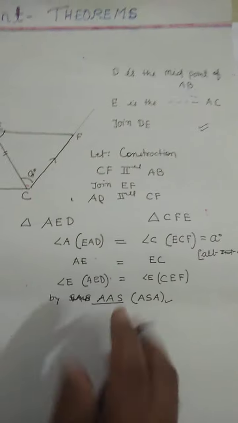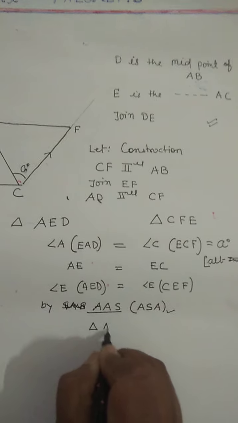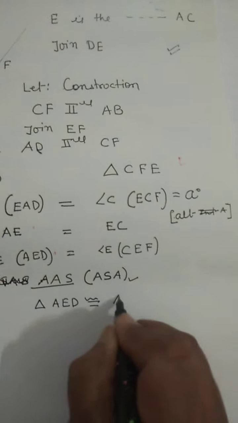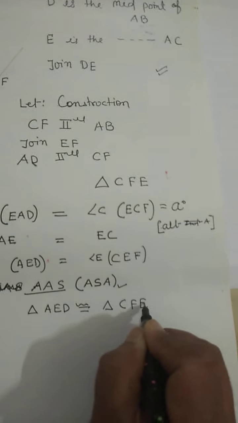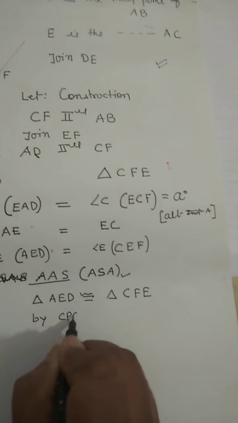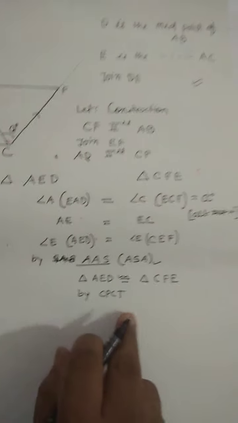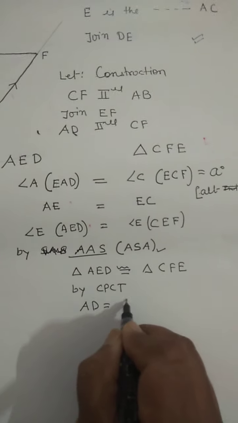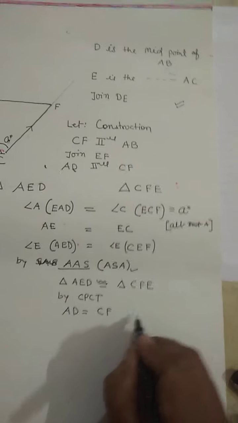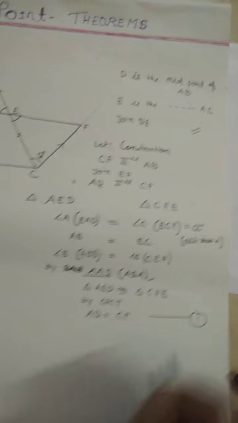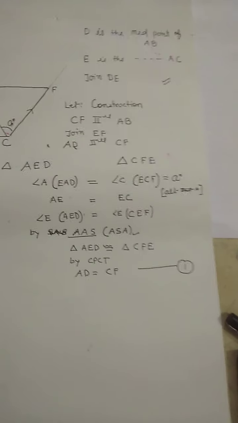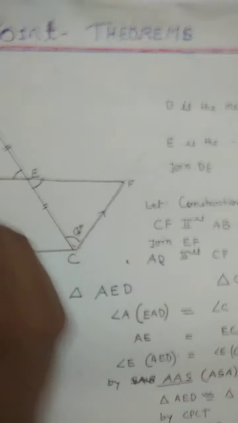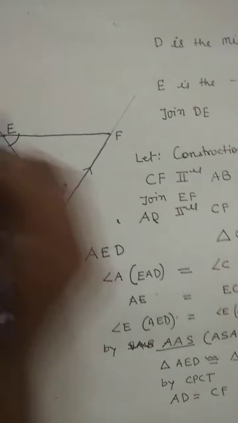So we will say triangle AED is congruent to triangle CFE. So by CPCT, AD is equal to CF. This is your one part completed. AD is equal to CF. Now 1 mark here, and here also 1 mark.